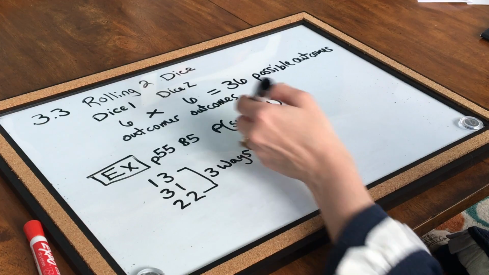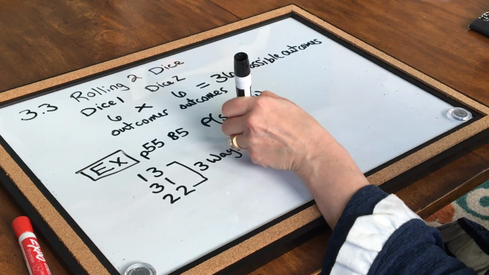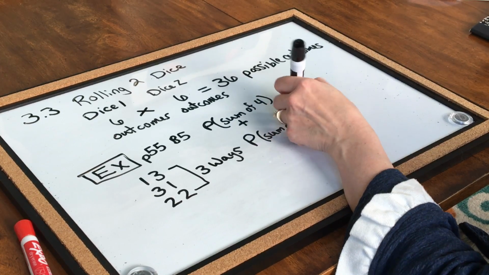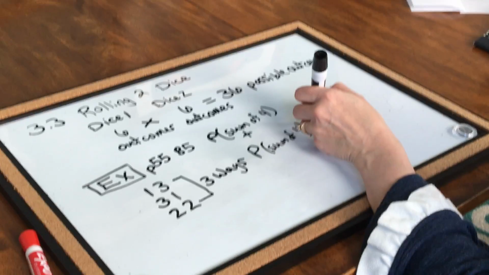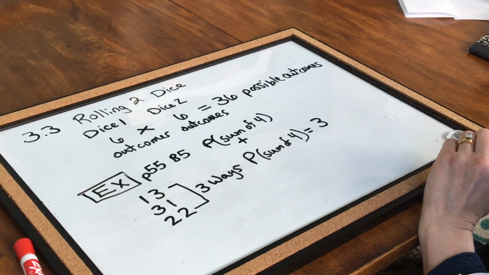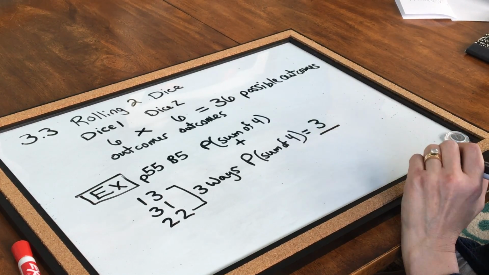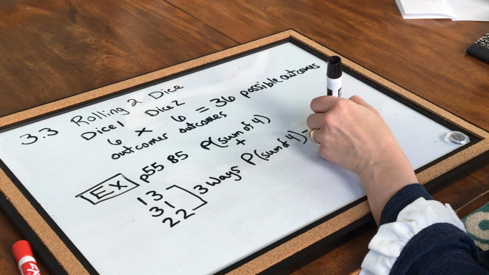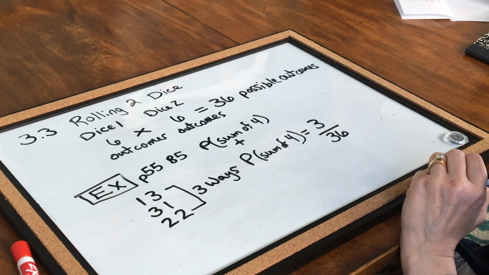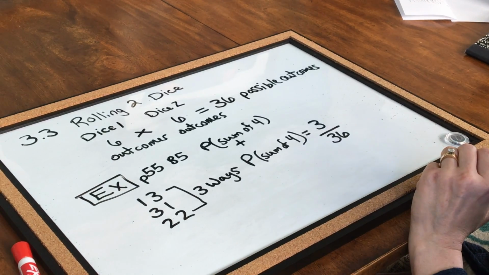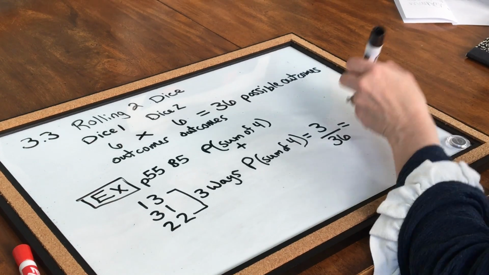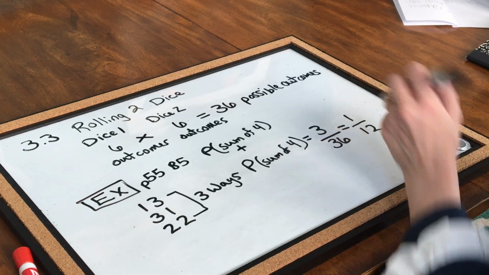Okay, so now let's figure out our probability. Our probability of a sum of 4, probability always equals the number of favorable outcomes, so there are 3 ways, divided by the total number of outcomes, which in this case is 36 total possible outcomes. So our probability of getting a sum of 4 is 3 over 36, and if we wanted to, we could reduce that to 1 over 12.